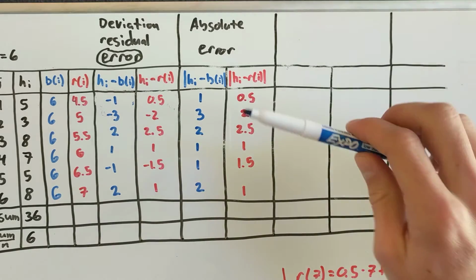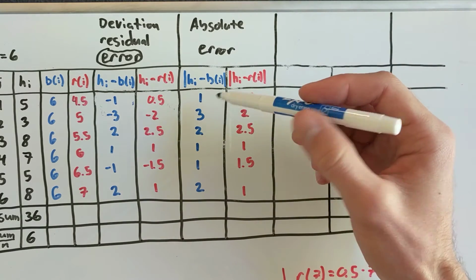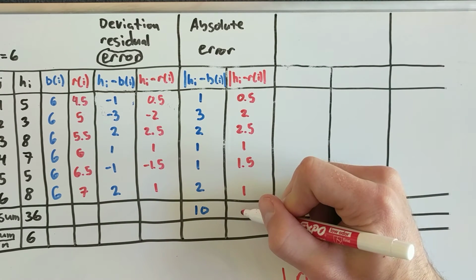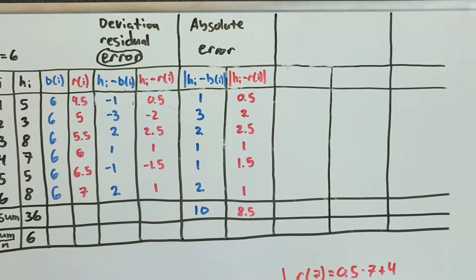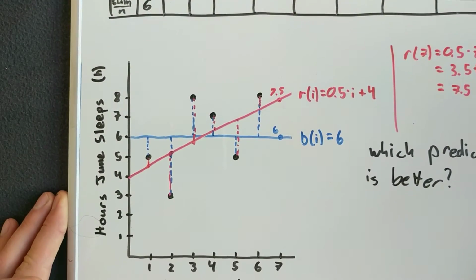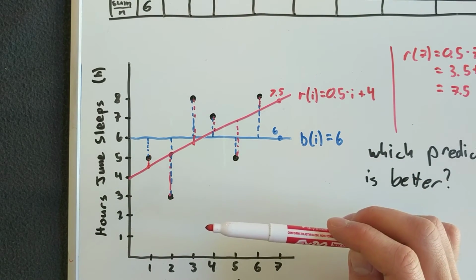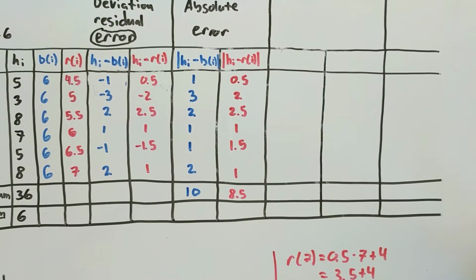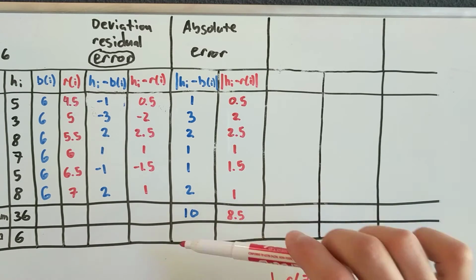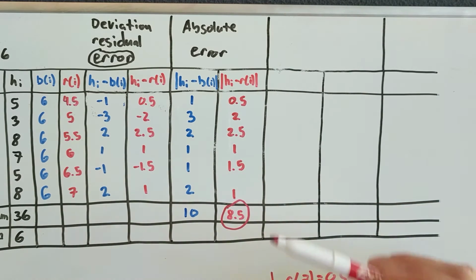So the final step is to calculate the sum of these distances. For blue, it turns out to be 10. For red, it turns out to be 8.5. So what does this mean? We've now calculated the total distance that we've had to travel for the blue line to go to each point, and for the red line to go to each point. And using golf scoring, the red line wins. The red line has less total distance to travel. So with this absolute error metric, we're going to say that the red line is the winner. It's better at predicting the past.